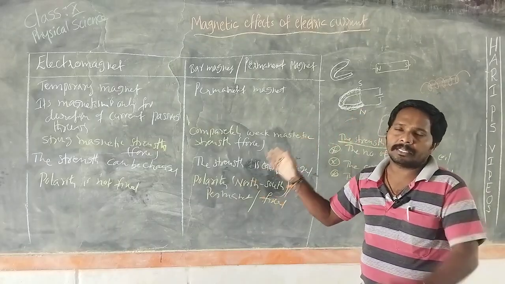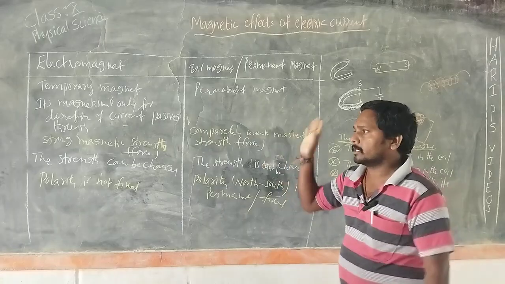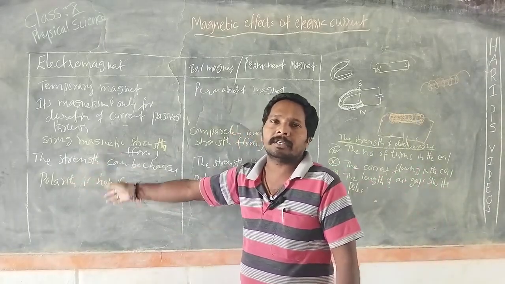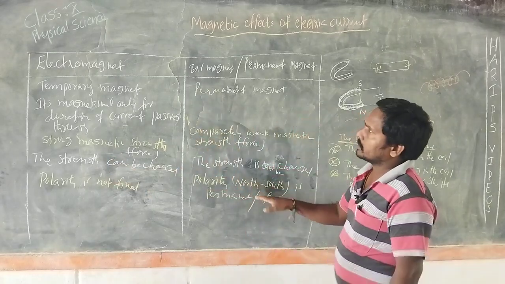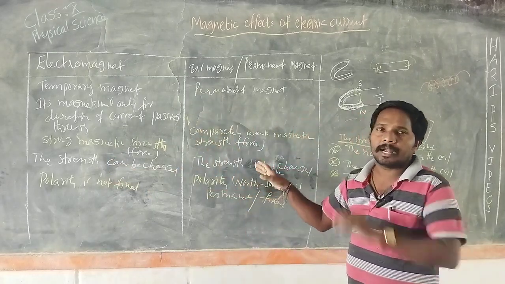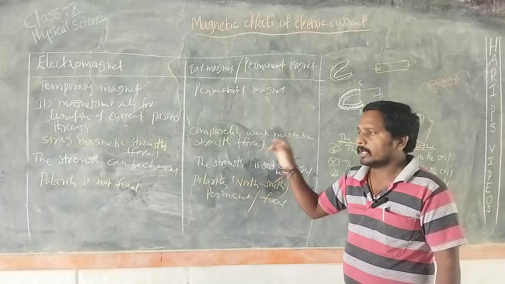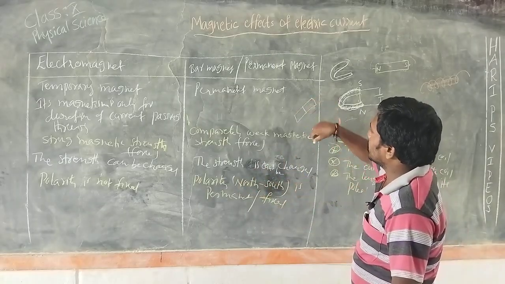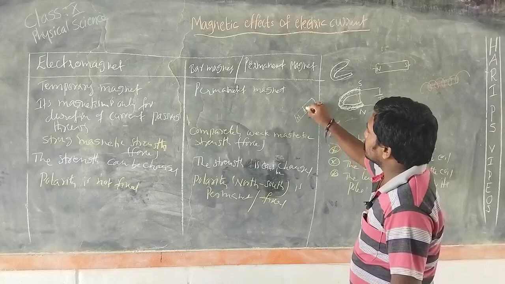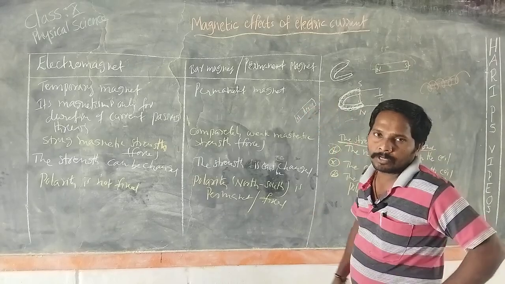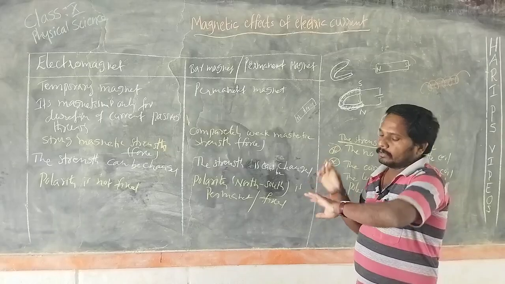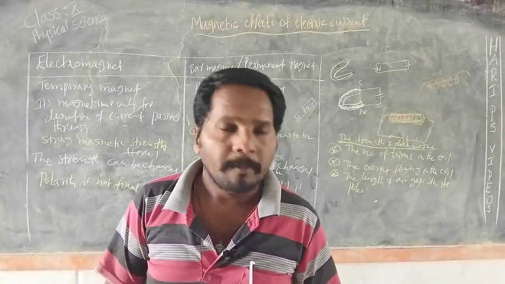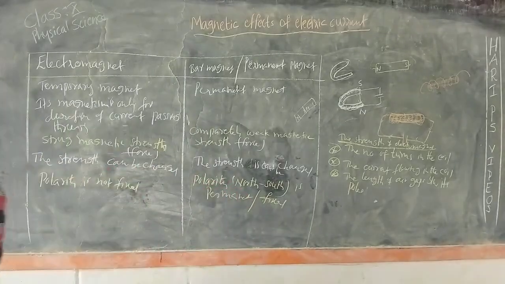Once it has some strength, it cannot be changed. It is fixed. So polarity, north pole and south pole, can be changed in an electromagnet by changing the direction of electric current. In the case of a bar magnet, polarities cannot be changed. North pole means north pole, south pole means south pole. Even if we break it into two parts, each part has north and south poles only. So these are about electromagnets and bar magnets or permanent magnets.